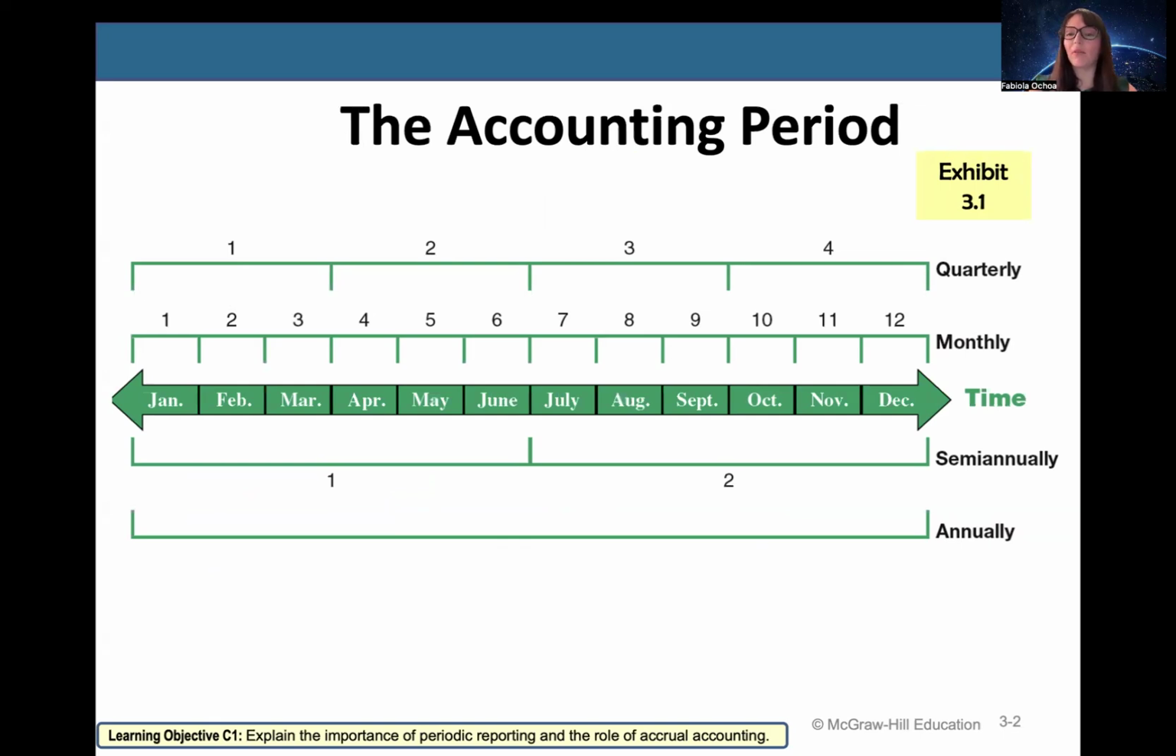There are 4 quarters in 1 year, so you have quarterly periods. Of course, you have 12 months in a year, and it can be broken down monthly as well. Semi-annually would be 2 accounting periods in 1 year. And then finally, you have the annual accounting period, which is, of course, the calendar year.